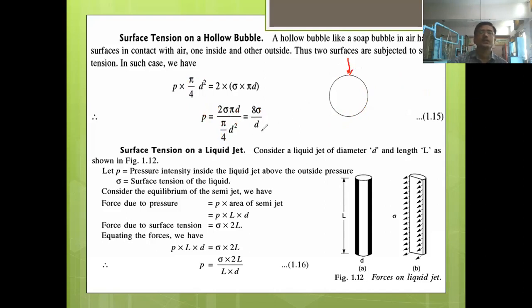So this is the formula, you can note it down: P is equal to 8 sigma divided by d. Write the title, surface tension on the hollow bubble, and P is equal to 8 sigma by d, formula.